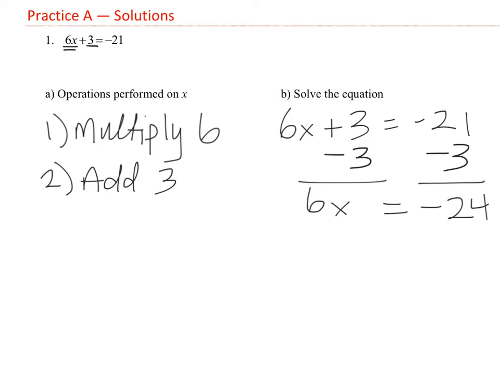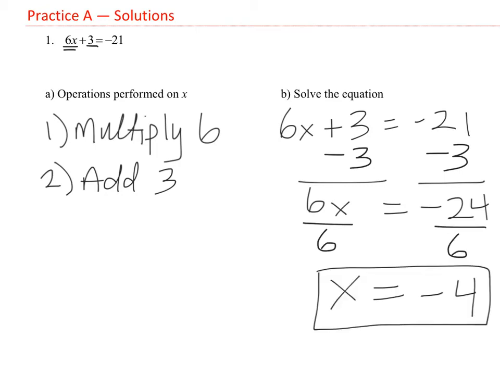6x equals negative 24. Now I can undo the multiplication here, and the inverse of multiplying by 6 would be dividing by 6. So we're going to divide both sides of this equation by 6. And after I've divided both sides by 6, I'm left with the equation x equals negative 4, and that shows me the solution of this equation. Let's move on to the next practice problem.